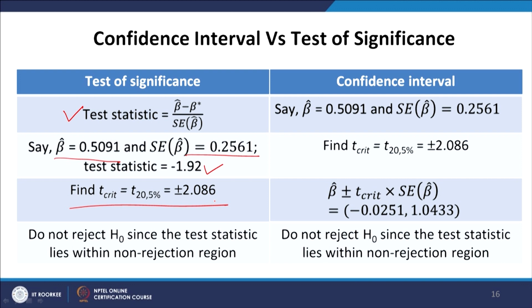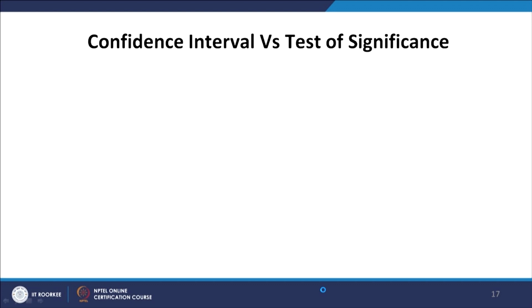Now, for the confidence interval, we continue with the same example. We find T critical, which is given here, and then we calculate the confidence interval as minus 0.0251 to 1.0433. Since my beta hat lies within this interval, we do not reject the null hypothesis. It basically leads to the same outcome.